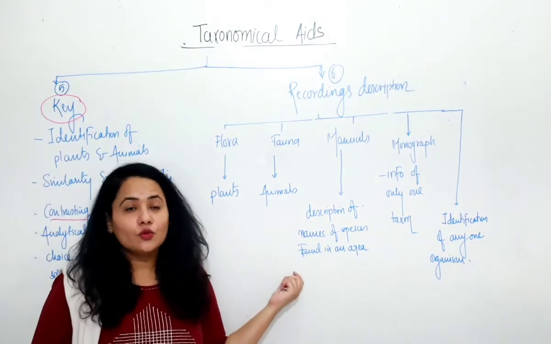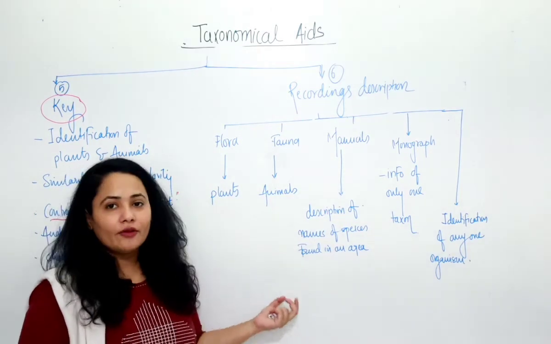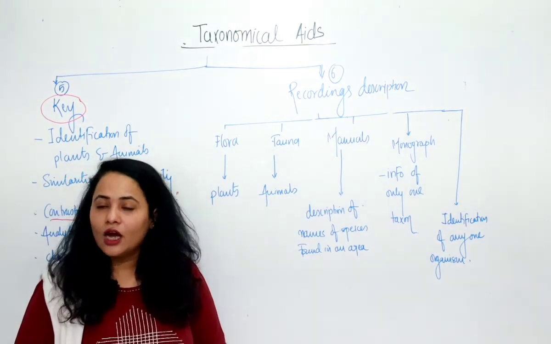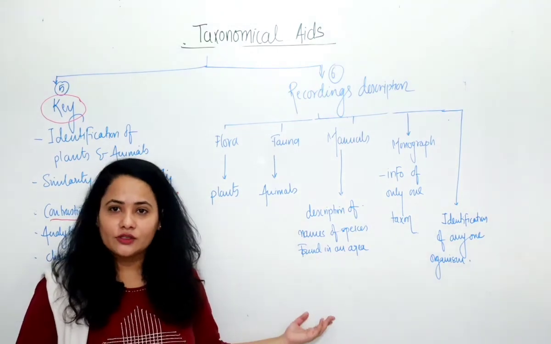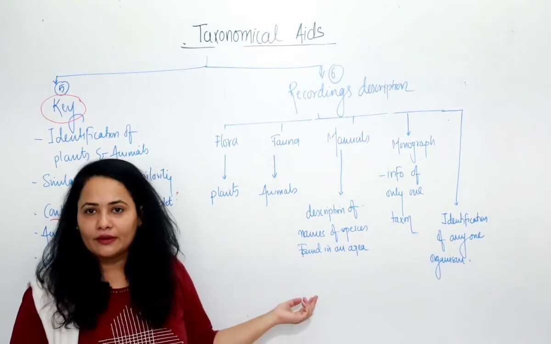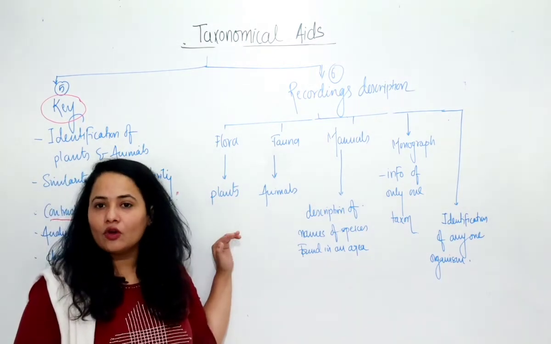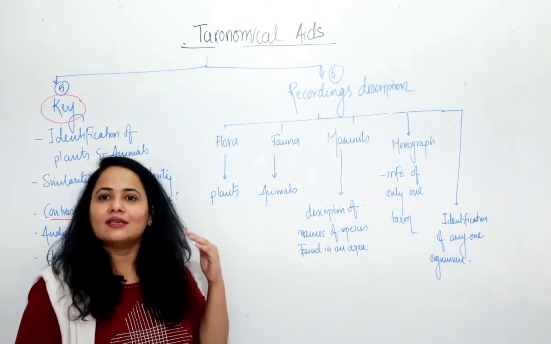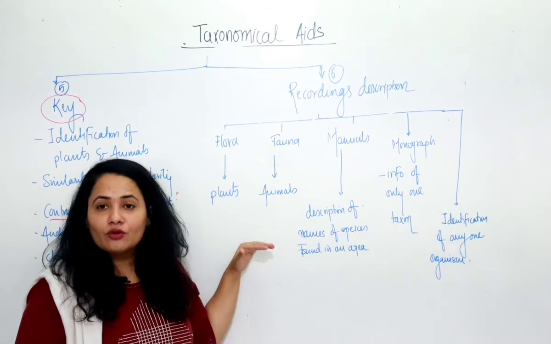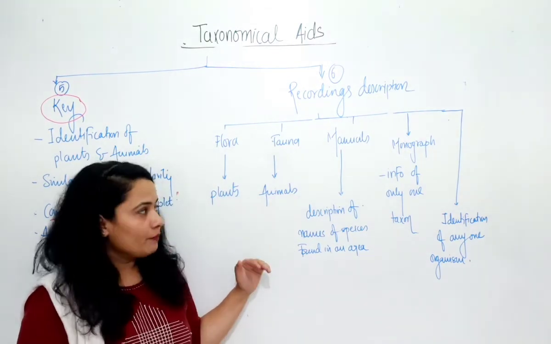Now the next taxonomical aid which we use is known as recording descriptions. Now what do you mean by recording descriptions? Means how would you describe certain things in biology? How would you record certain things in biology? As it is an introductory chapter, this is a basic aspect. So if you're talking about plants, you can record or describe them as flora. When you talk about animals, you can describe them as fauna.